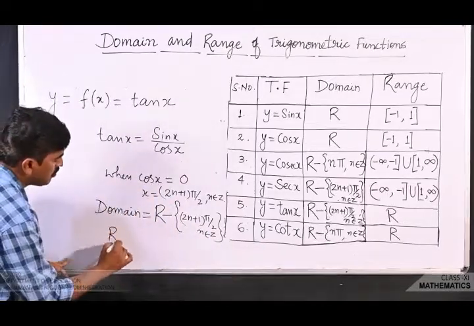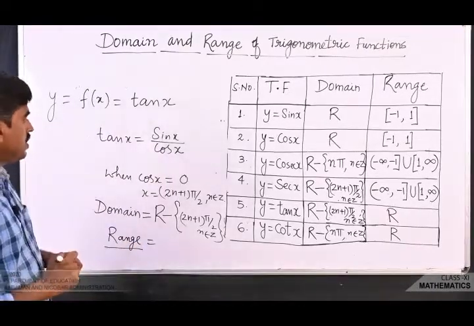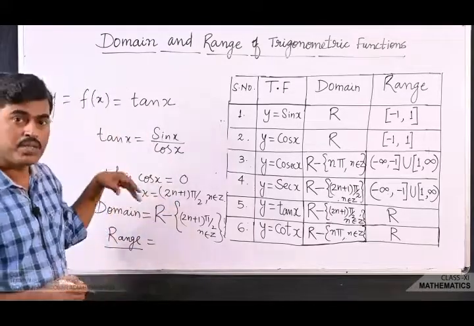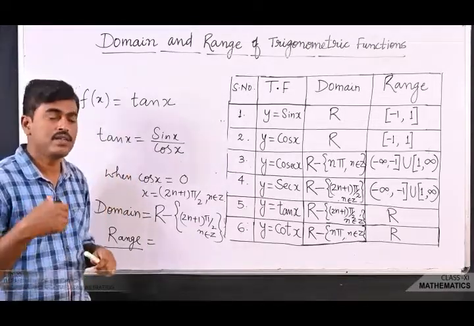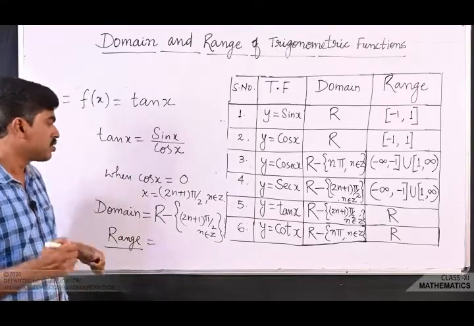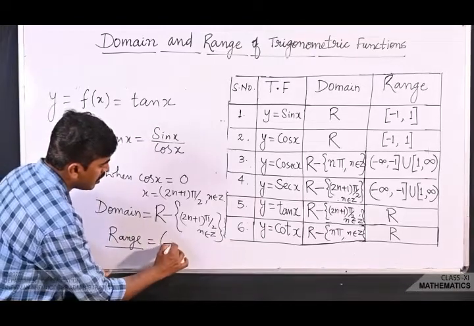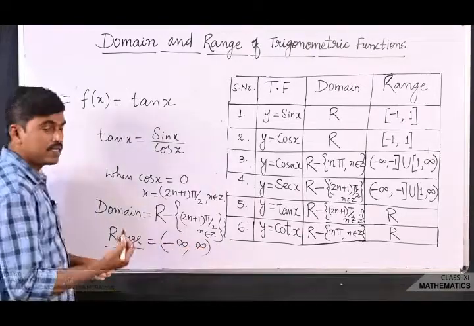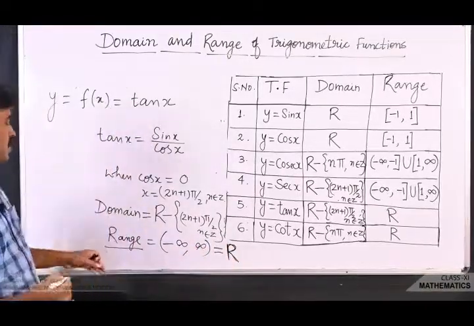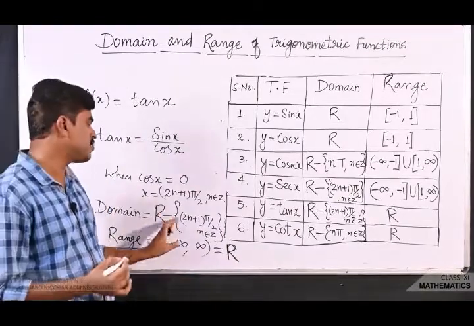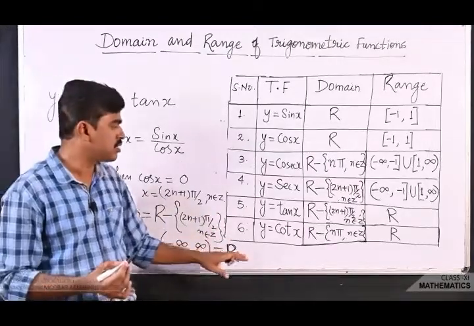Now what about the range of tan x? Range. Now we know that if we take π/2, 3π/2 or -π/2, -3π/2, then tan x will be not defined, or we say infinity. So in this case we can say that the range of tan x is the open interval (-∞, ∞). That is nothing but the set of real numbers. So the domain of tan x is the set of real numbers minus {(2n + 1)π/2} where n belongs to Z, and the range of tan x is the set of real numbers.